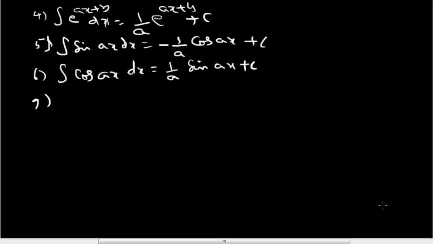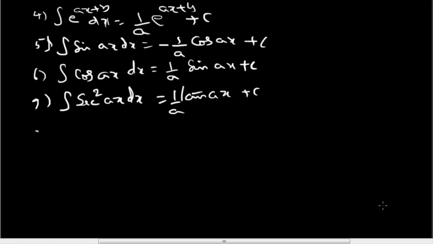Number 7 is integral secant squared ax. If you differentiate tan, you get secant squared. Earlier, integration of secant squared x dx is tan x. Here it becomes tan ax into 1 by a plus c.